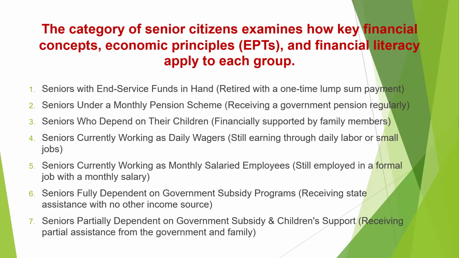But there are some people who are still working, and their priorities also, we have to discuss accordingly. The seniors currently working as monthly salaried employees, and seniors fully dependent on government subsidy programs. But there are people who depend on government subsidies, right? Then the seniors partially dependent on government subsidies and children's support. So likewise, we have categorized them into different categories.